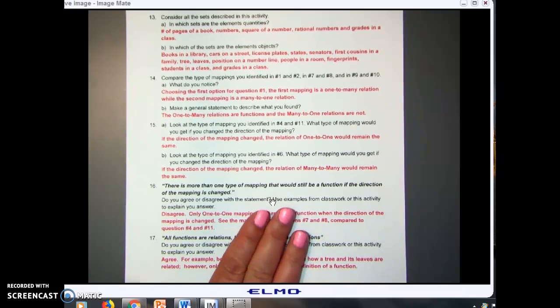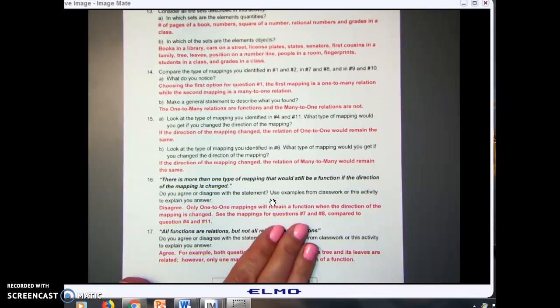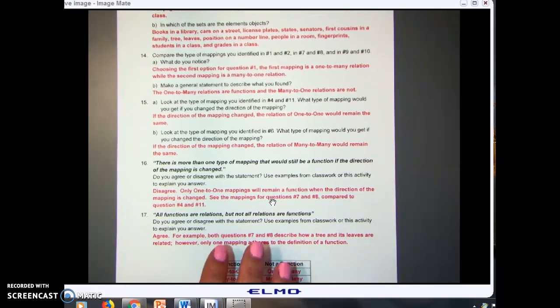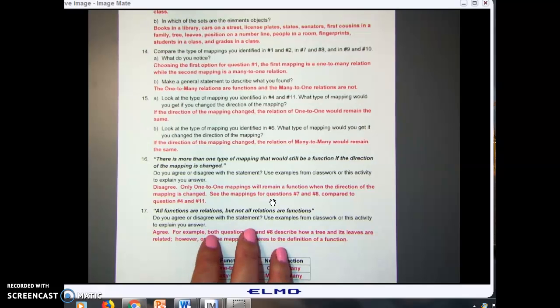All right, so then the next thing it asks you to do is compare the types of mappings that we identified in questions 1 and 2, 7 and 8, and 9 and 10. Now for the sake of quarantine, for question number 2, we had you determine the domain, so it kind of changed this question a little bit. So I'm going to focus on 7 and 8 and focus on 9 and 10.